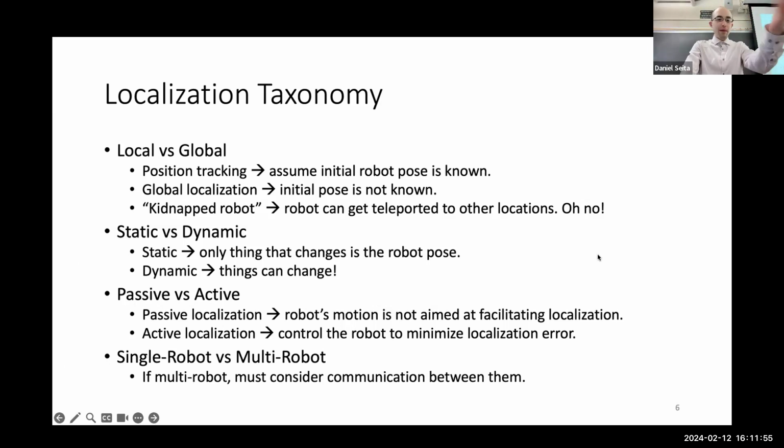And the fourth and maybe final type of localization problem is whether you're considering a single robot versus a multi-robot localization problem.